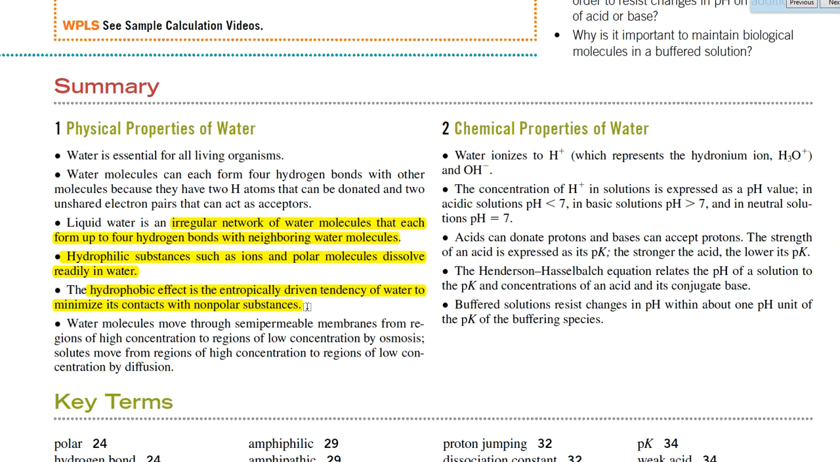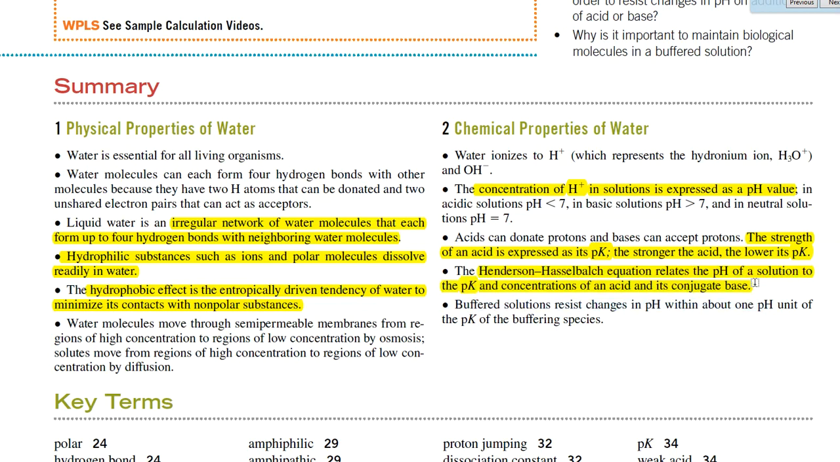The next is the chemical properties of water. The concentration of H plus in solutions is expressed as the pH value, that is, pH is equal to minus log of H plus concentration. Acids can donate protons, bases can accept protons, and the strength of an acid is determined by its pK. The stronger the acid, the lower its pK. Very, very important. And the Henderson-Hasselbalch equation relates the pH of a solution to the pK and the concentration of the acid and its conjugate base.